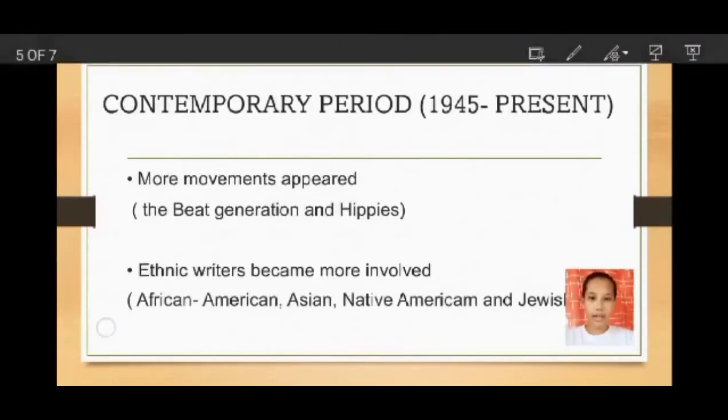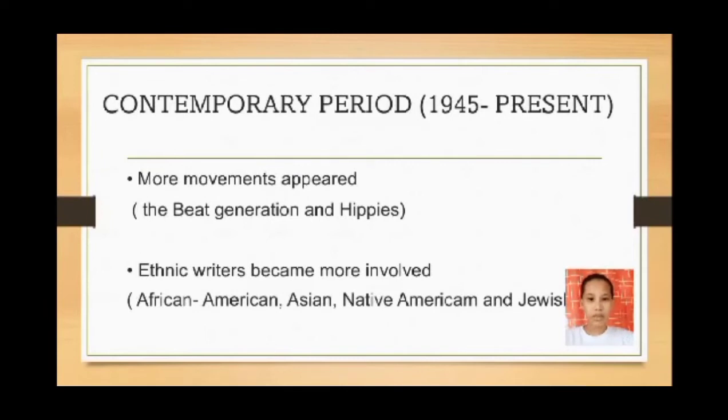So now let's have the last period, which is the contemporary period. During this period, many movements appeared, like the Beat Generation and even the hippies. So what is the Beat Generation? Well, the Beat Generation was a group of nonconformist authors. They refused to fit in with society, revolted against the establishment, experimented with drugs, and criticized consumerism.